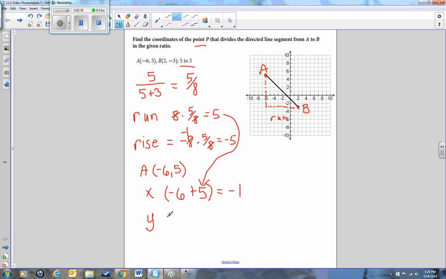To calculate the Y value for point P, I take this 5, my Y value, and I take the rise and place it in. I shouldn't put a comma there, that's a plus. That says -5, so 5 plus -5 is 0. So my point P has X value -1 and Y value 0, so it's at -1, 0. I go onto my graph, put a little point at -1, 0 and call it P, and it breaks it into a 5:3 ratio. Let's take a look at one more problem.